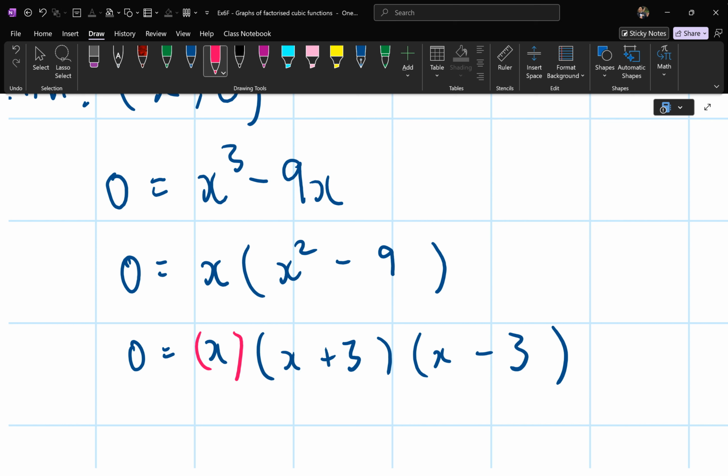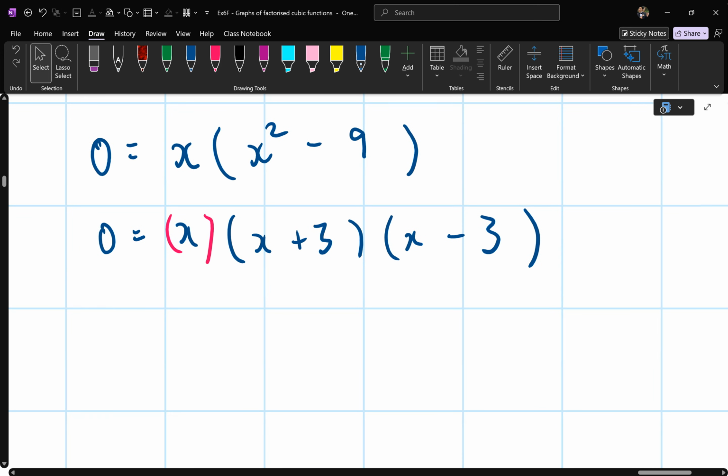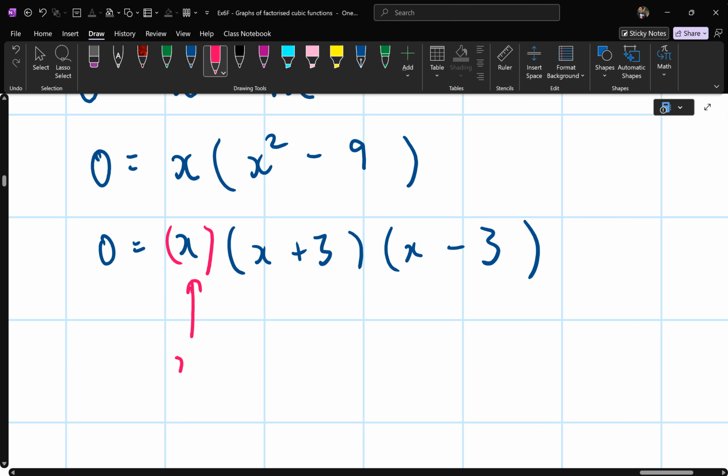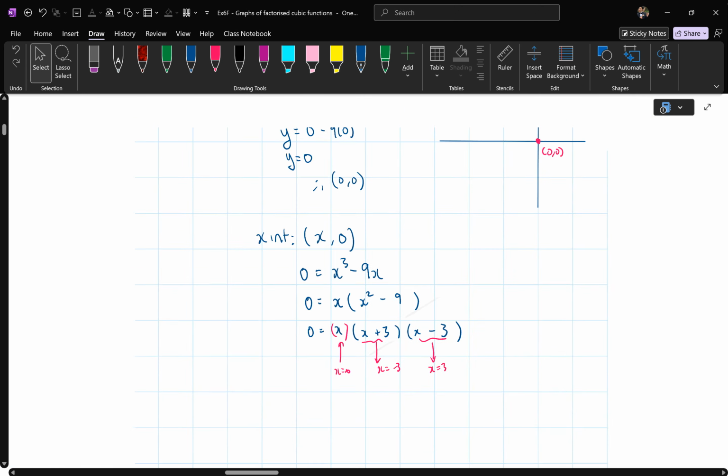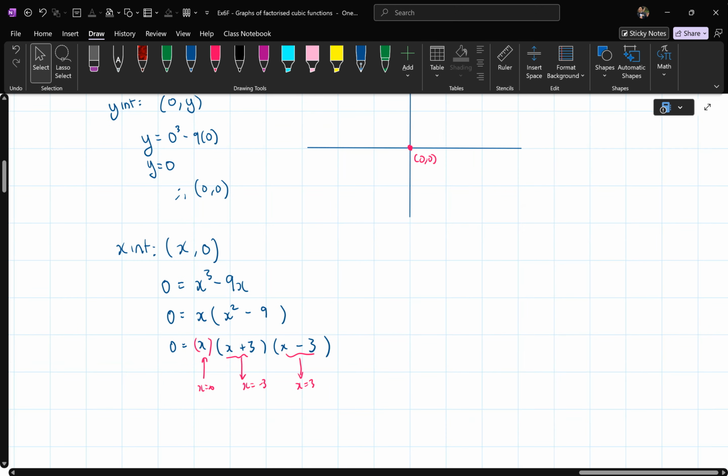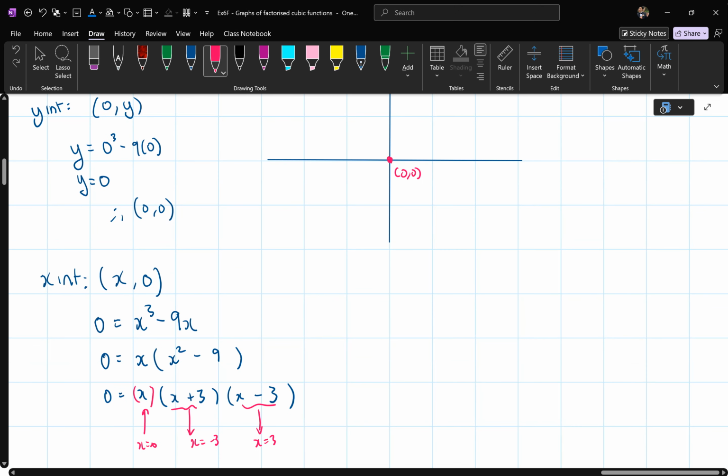Cubics should have 3 intercepts maximum. So in this case here, it looks like my x-intercepts are at x equals 0 or negative 3 or 3. So if I go back to this point over here, if I put all the x-intercepts in, you get 3 and you get negative 3.